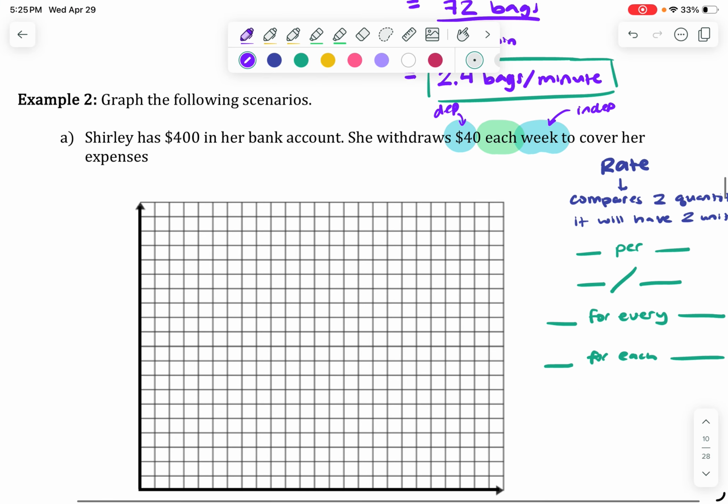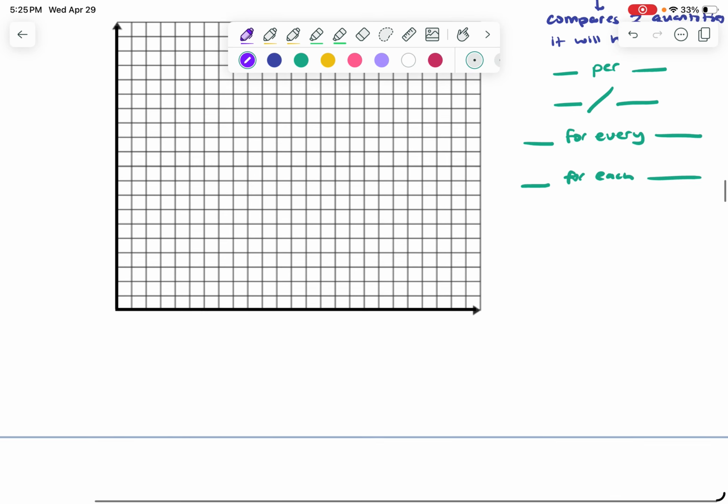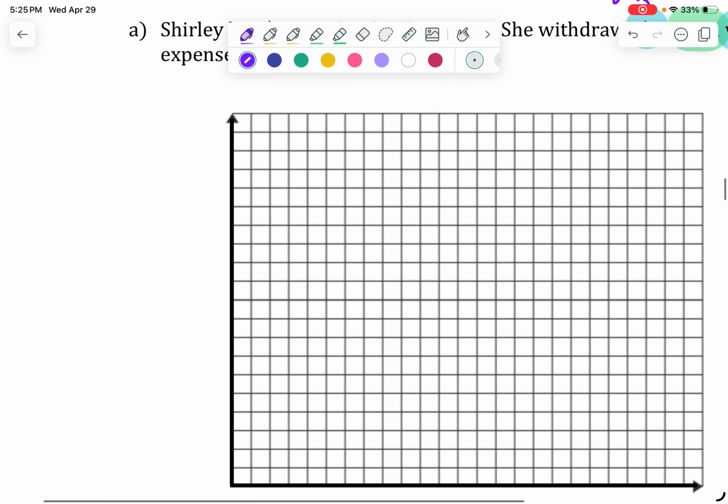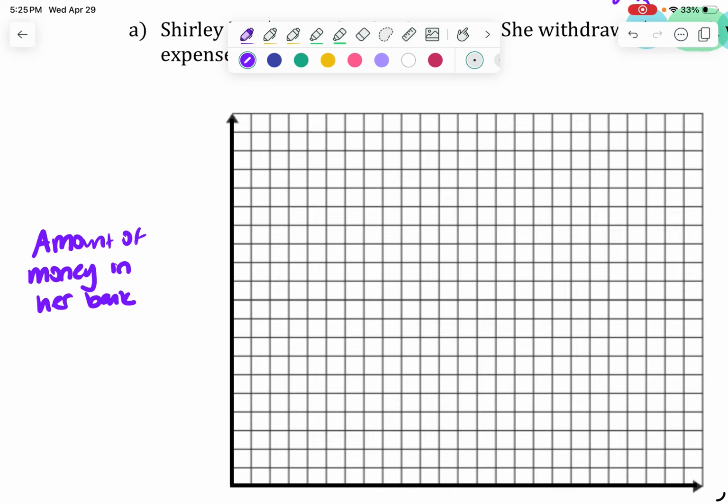Now, I can't just say my dependent is dollars and my independent is weeks. I do have to do a little bit more thought. Those are just the units in which they're measured in. But it can help you start off with that hint. So I am going to graph some stuff, and I'm going to say that my independent is time, which is measured in weeks. And then what's measured in dollars here? It's the amount of money in her bank account.